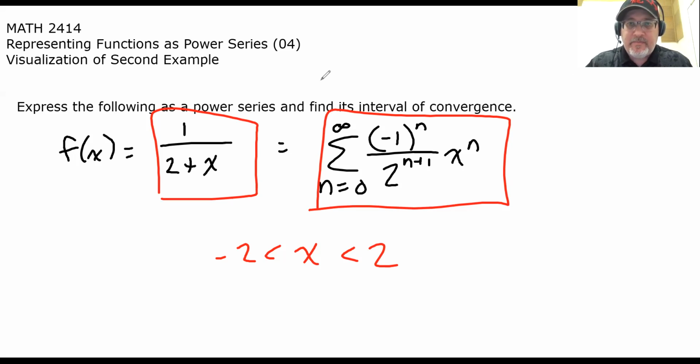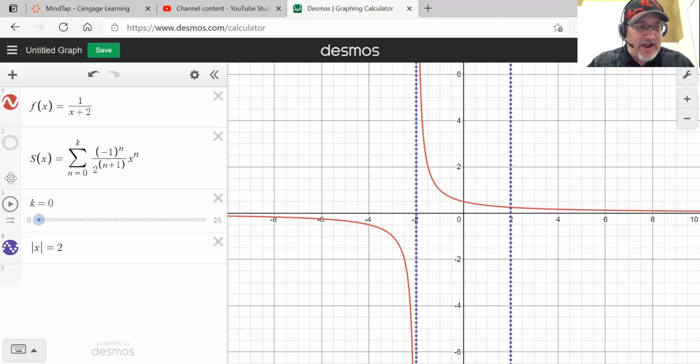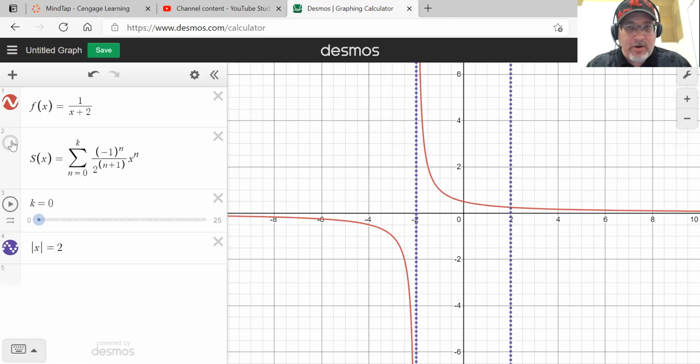So let's do that. What I've got set up here is the graph of the function f of x equals 1 over x plus 2. It's got the vertical asymptote and horizontal asymptote you would expect. I've got a graph of the partial sums going from 0 to k of (-1)^n over 2^(n+1) times x^n. And I've got vertical lines set up at -2 and 2 because convergence is supposed to happen in that interval. So let's turn on all the graphs.